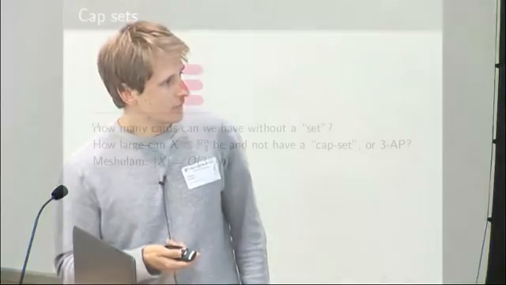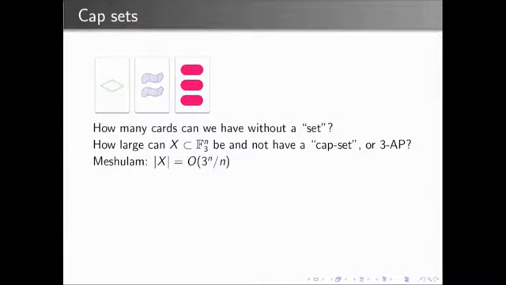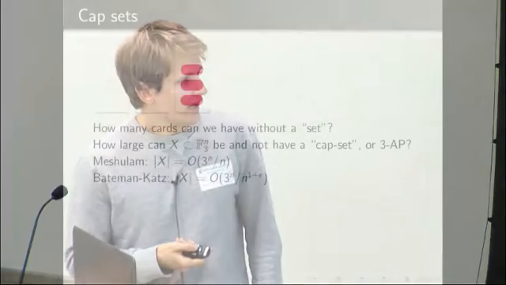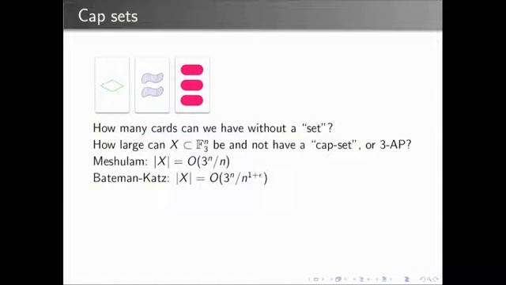I should mention that by F_3, we just mean the integers modulo 3. In general, F_p, where p is a prime, will refer to the integers modulo p, which forms a field. Meshulam proved a bound of big O 3 to the n divided by n. This was later extended, in a very long paper, by Bateman and Katz to 3 to the n over n to the 1 plus epsilon for an explicit small epsilon.